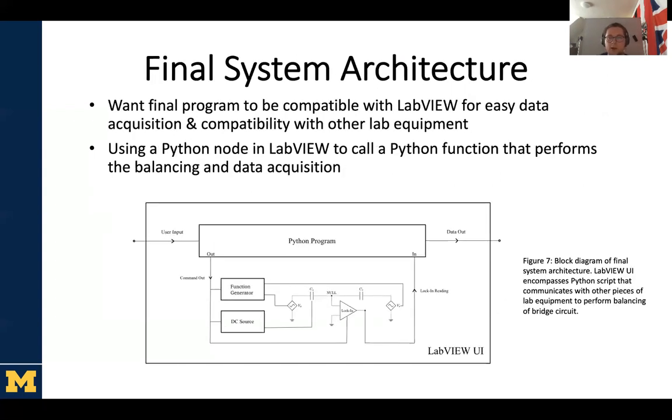Once we have everything working, this Python program that we're using to perform all of these measurements will be made into a function that gets called by a Labview node. We're using Labview because much of the other stuff in the lab runs with Labview user interfaces, so that will make things much more compatible with what we already use. The node will call the Python program that will send signals to our function generators, DC sources, and lock-ins, and it will do the feedback loop using the bisection method to provide data for the Labview program.